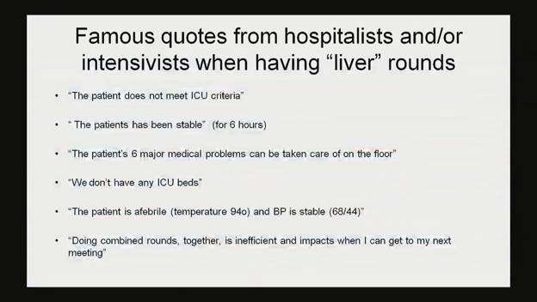There have been a lot of famous quotes when we're talking between the hospitalist, gastroenterologist, and intensivist when having liver rounds. There seem to be some interesting and not fully understood ICU criteria. And then, the patient has been stable. Well, if they've been stable for 1 hour, that really doesn't count. Stable for 6 hours is an incredibly short period of time of stability for a liver patient. And liver patients tend to crash really fast.